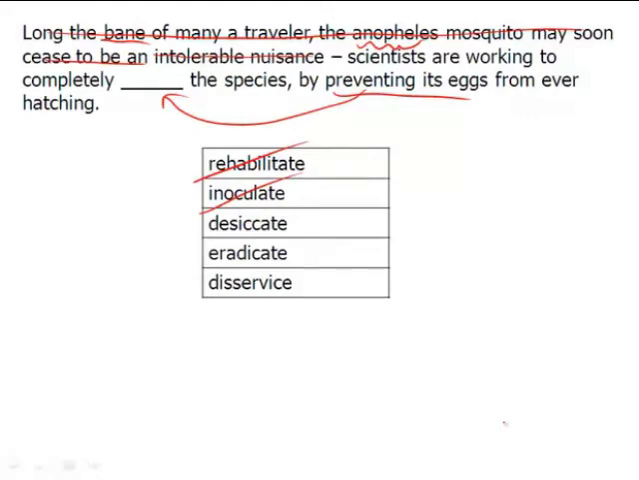Desiccate means to dry out. That doesn't work. And eradicate, there we go. When you eradicate something, you completely wipe out, destroy, erase. So, hey, the eggs never hatch. No more mosquitoes. Yay. So, eradicate is the answer.